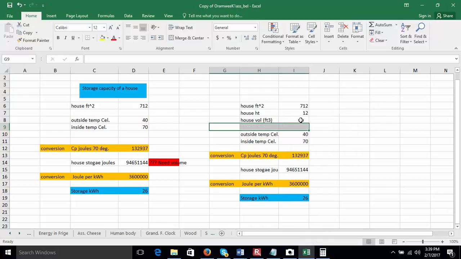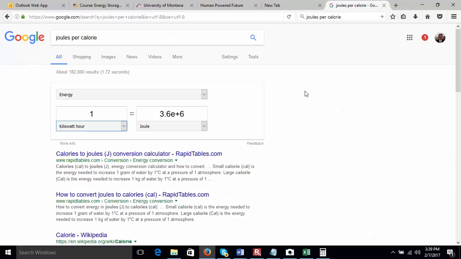Okay, so that equals that times that. So that's 8,500 cubic feet of air. There's the outside temp, there's the inside temp. Now, let's do the heat capacity of air.